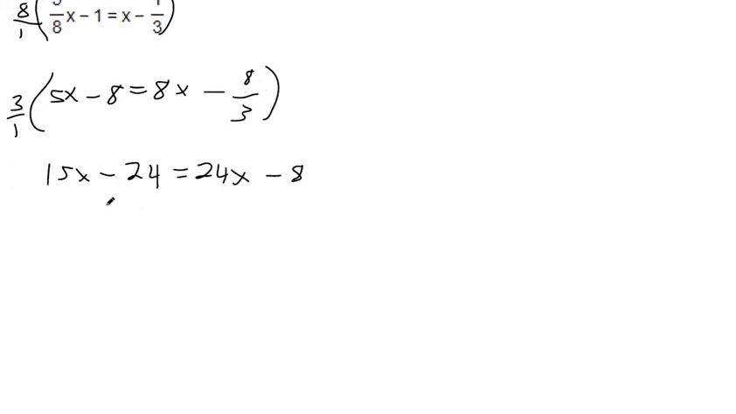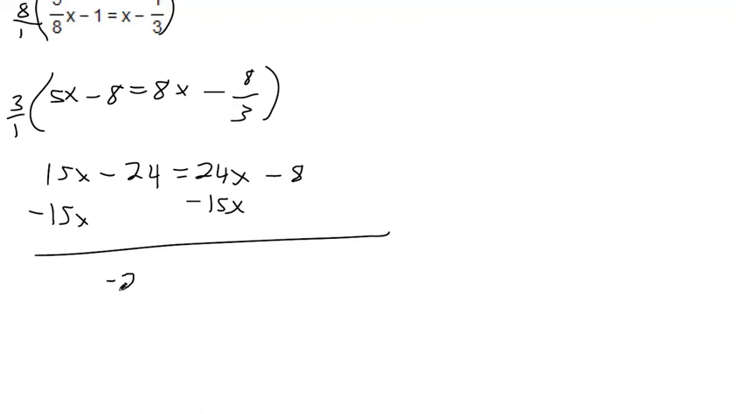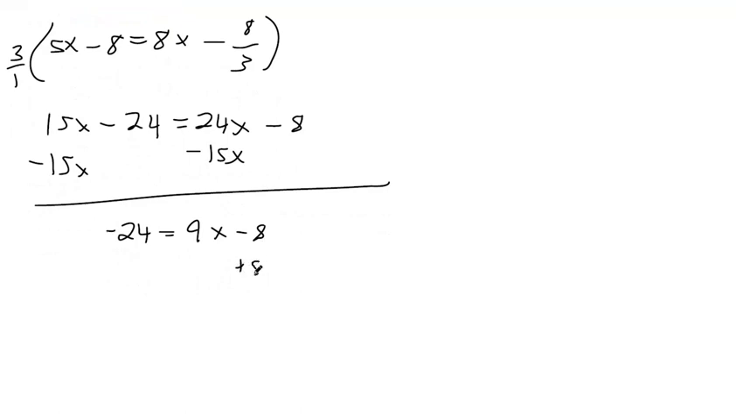And now we have x on both sides, so we can subtract 15x from both sides. That's a negative sign in front of that 24. Then we're trying to get x by itself, so let's add that 8 to both sides.